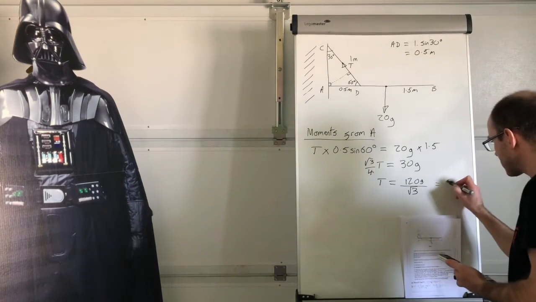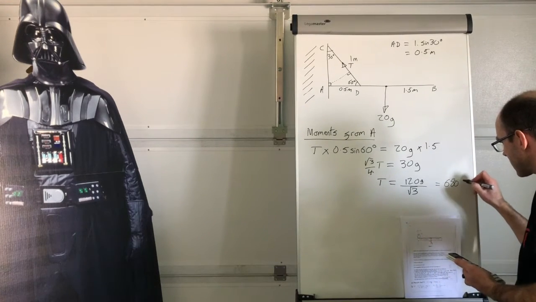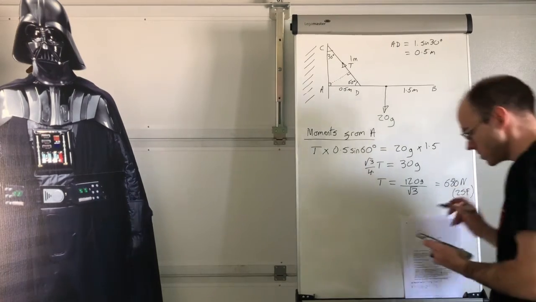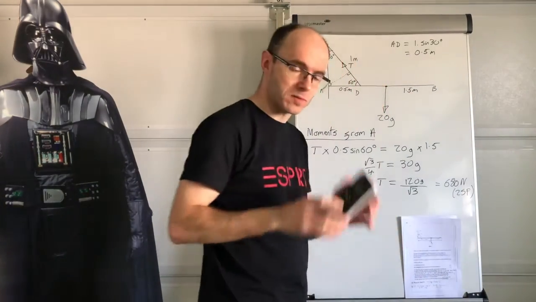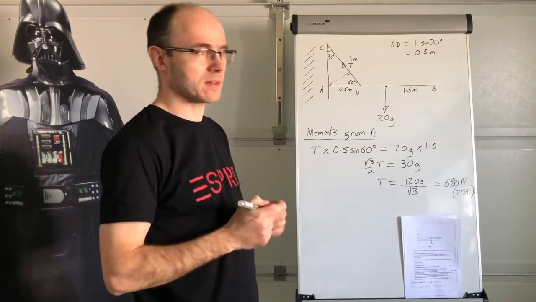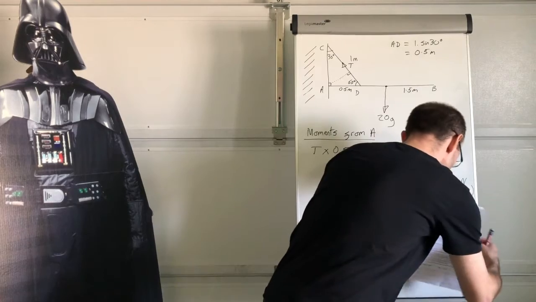So 680 newtons, and that's, remember, that's two significant figures. Always use two significant figures when G is involved, right? Thank you, Mr. Calculator. So that's the first bit, all right? Got to remind myself what the second bit is.